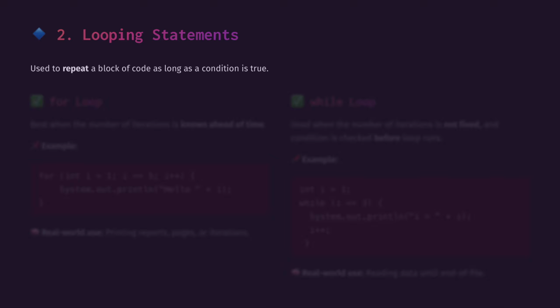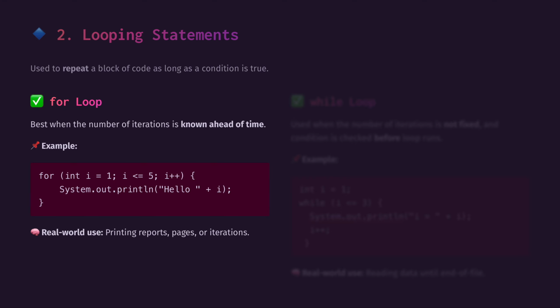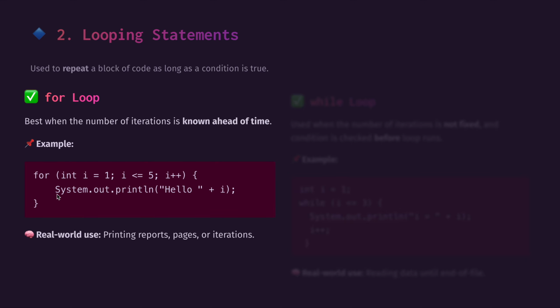For example, it is used to repeat a block of code as long as the condition is true. So conditional statements, loopings. Okay, let's see an example. For loop: there are many types of looping statements, like to repeat a block of code. For example, you want to repeat this multiple times, you can use a for loop.